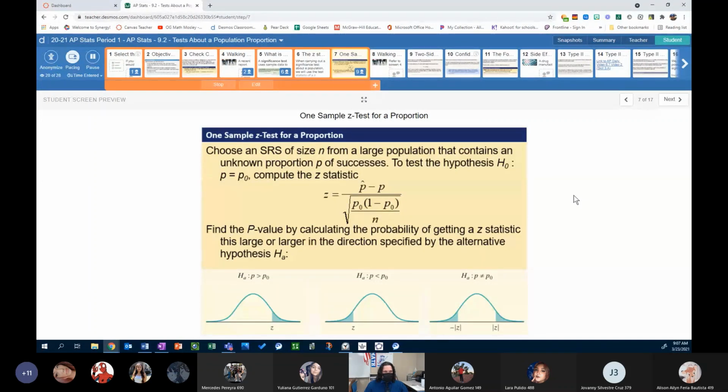Is there anything I can clarify about this part? Or are there any questions so far? Can you raise your hand if you need time to write anything down?